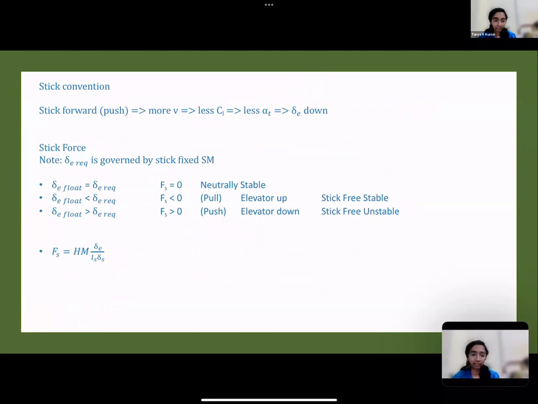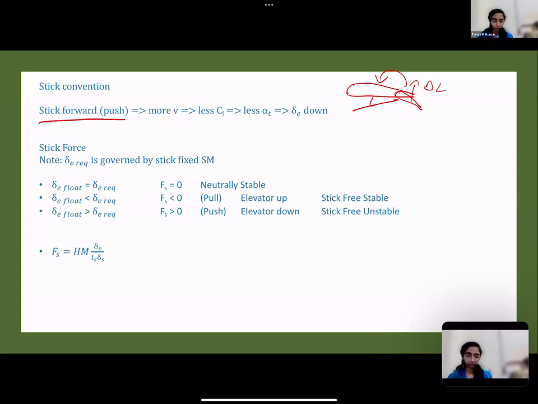Then you have some conventions regarding the stick. If you push your stick forward, pushing the stick forward increases the velocity. Now, if you need to maintain the same trim when you increase your velocity, what should you do? You need to reduce your CL, right? You need less CL. How do you get less CL? You need to have less alpha tail. And how do you get alpha tail less? By deflecting your elevator down. Let me draw this. If I deflect my elevator down, you increase your delta L, which produces a pitch down moment and reduces the angle of attack seen at the tail. So the angle of attack seen at the tail will be reduced if you deflect your elevator down. So stick pushed forward is delta E down.